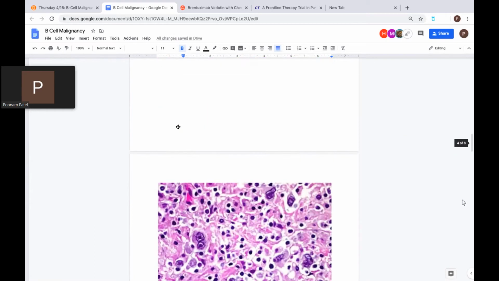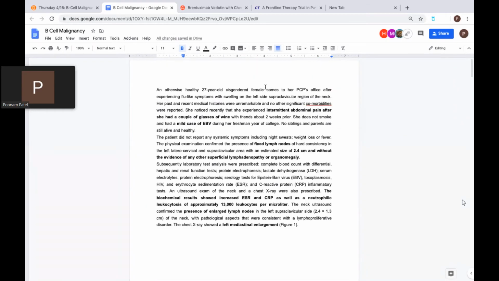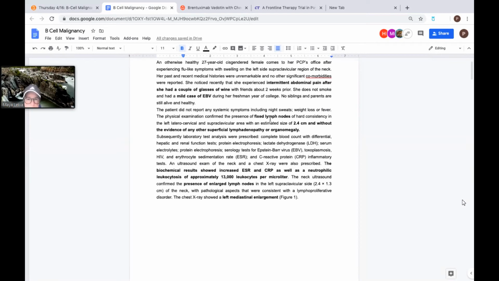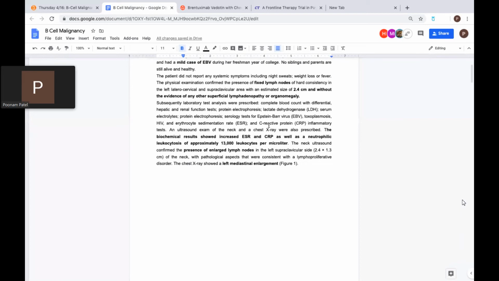From the clinical presentation, we found that the patient had intermittent abdominal pain after she drinks wine. Then the patient had a past medical history of EBV. Also a lymph node. Then the patient's ESR and CRP were elevated, and also neutrophils were elevated.